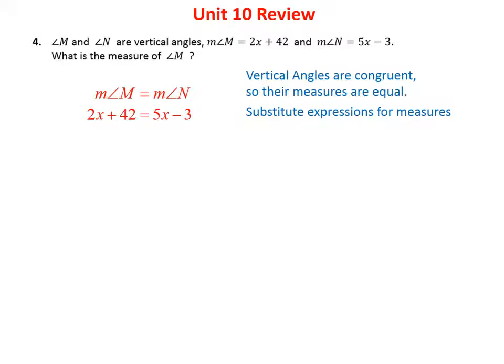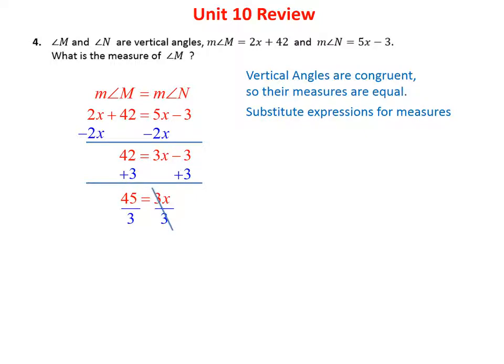So now we have a simple equation. Let's get all the numbers on one side and the variables on the other. So my first step is I'm going to subtract 2x from both sides. That's going to get the x's off the left and leave the x's on the right. So we have 42 equals 3x minus 3. And now we'll get all the numbers on the left. So I'm going to add 3 to both sides, and that gives me 45 equals 3x. And now how do we undo 3 times x? The opposite of multiplying by 3 is dividing by 3. So we divide both sides by 3. And that leaves us with 15 equals x, or x equals 15.